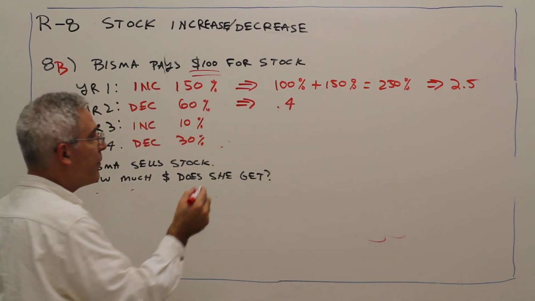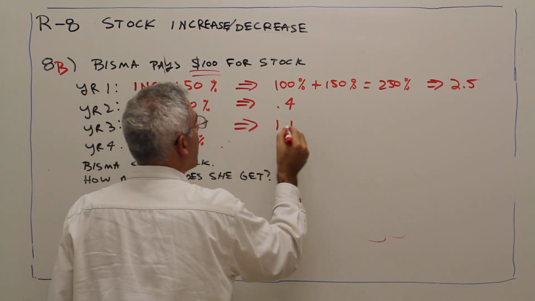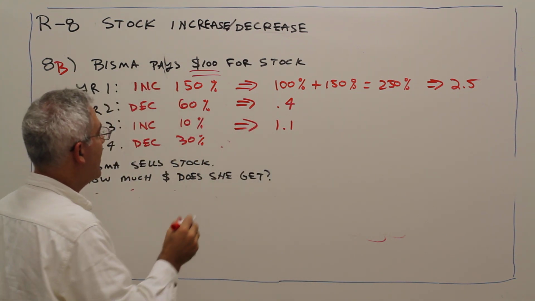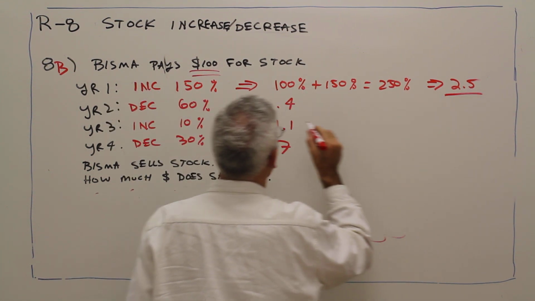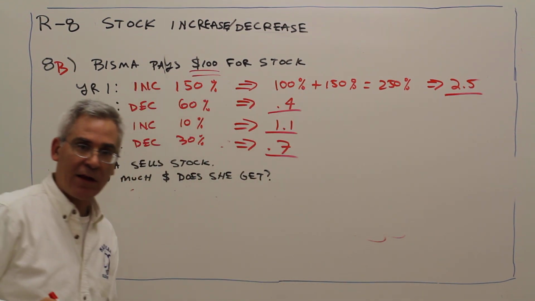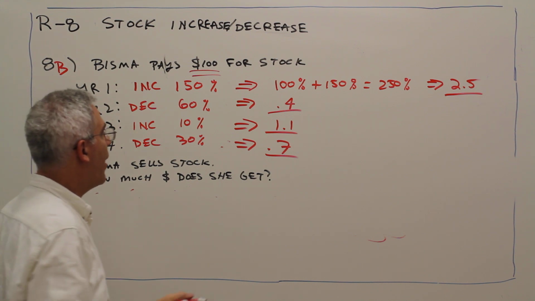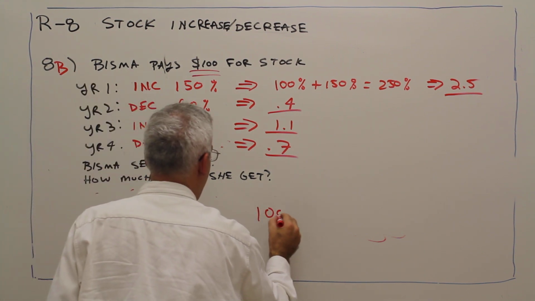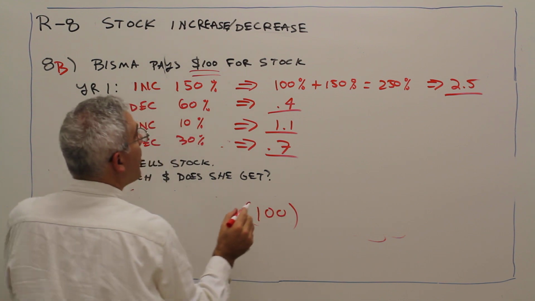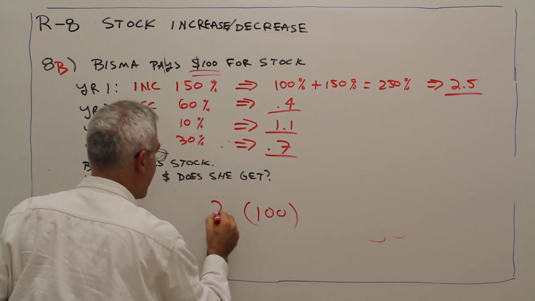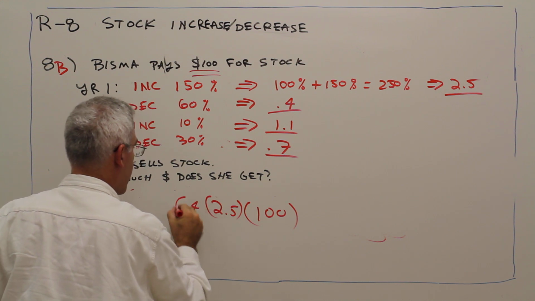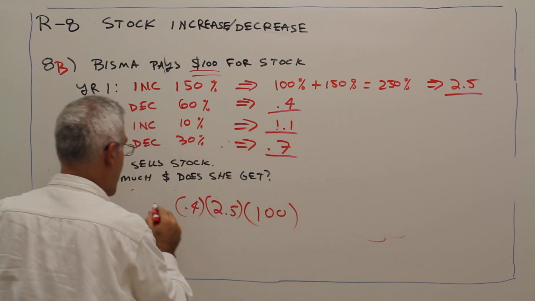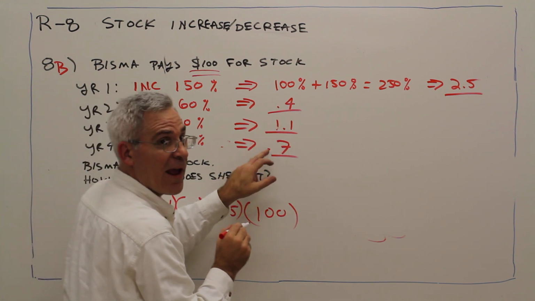Increasing 10%, 1.1. Decreasing 30%, 0.7. So I'm going to use these factors just like I did before and be done with the problem. So here we got my $100 being multiplied by 2.5, 0.4, 1.1, and 0.7.